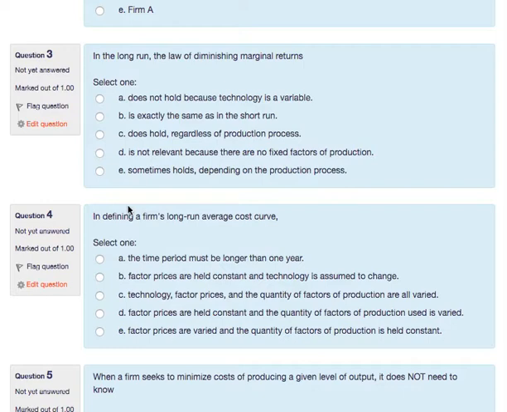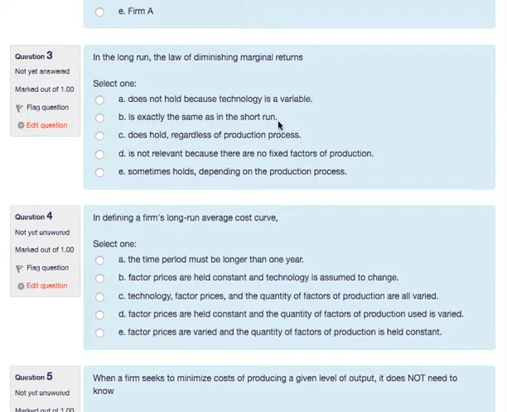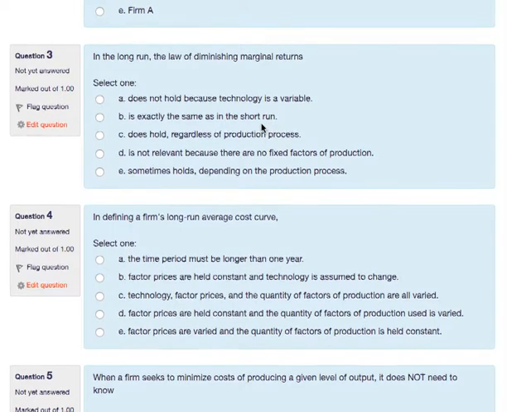But that is because we have a fixed kitchen space. In the long run, we don't have a fixed kitchen space. Therefore, the law of diminishing marginal return does not hold, not because technology is variable. It does not hold because we don't have a fixed space. It's exactly the same as in the short run. It's false because we don't have that problem anymore.